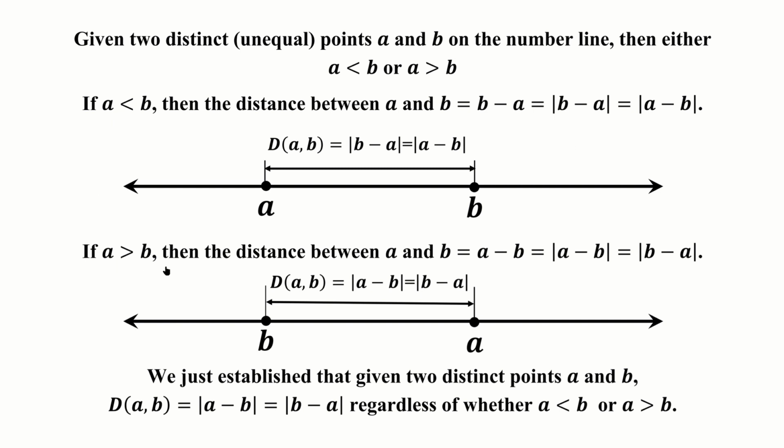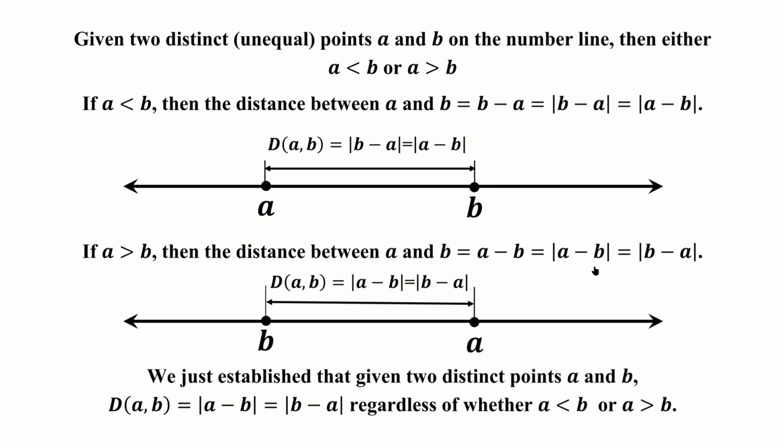Now, if a is greater than b, the distance between a and b is going to be the absolute value of what? A minus b, right? Because a is the larger number, so the larger minus the smaller will always give you a positive value, right? So that's the same as the absolute value of a minus b, right? Because why? Because this is positive. That's why the same thing happened here. Why is b minus a the same as the absolute value of b minus a? Because b minus a is positive, because b is greater than a. Here, why is a minus b the same as the absolute value of a minus b? Because a minus b is a positive number. What's the absolute value of a positive number? Itself.